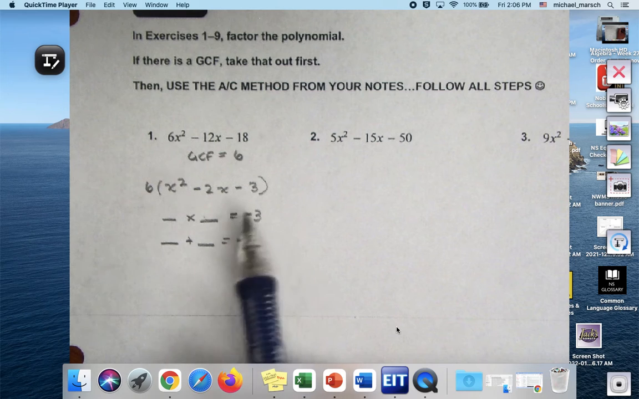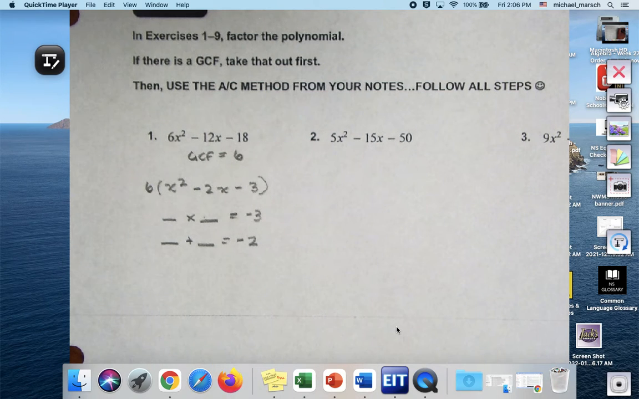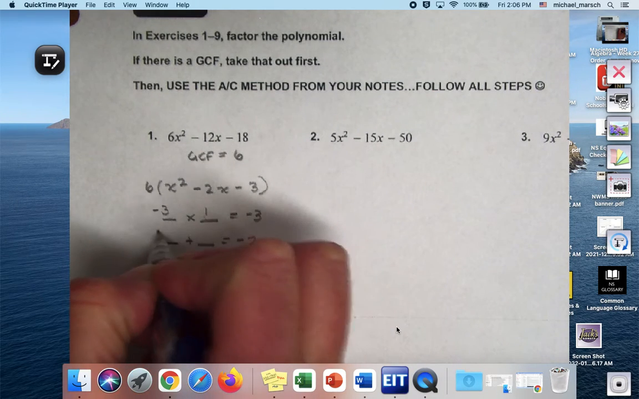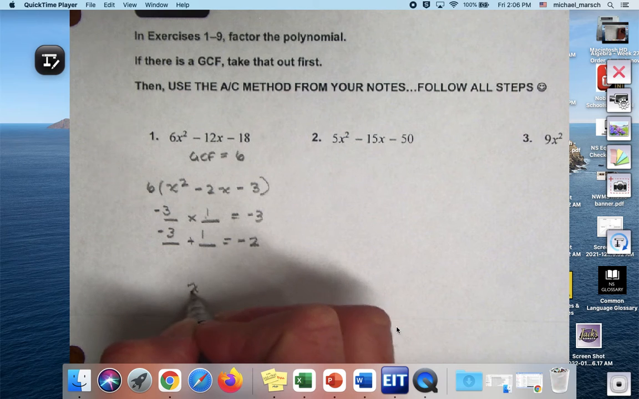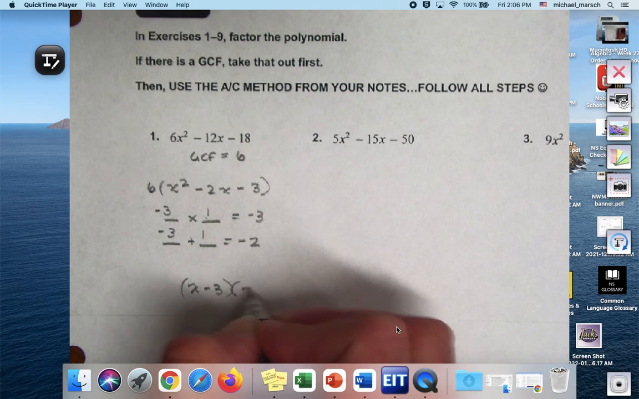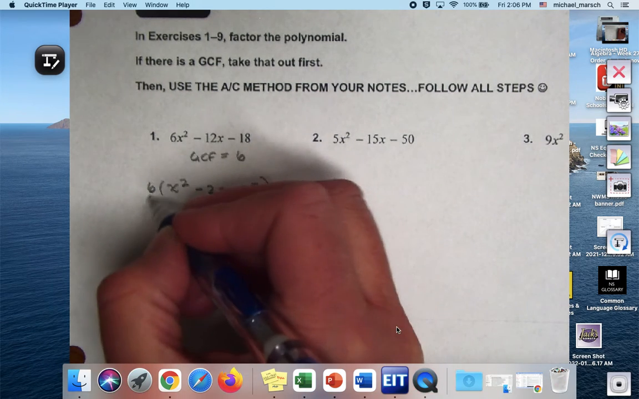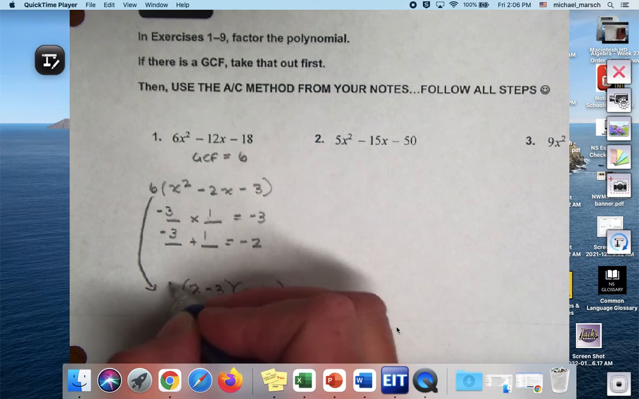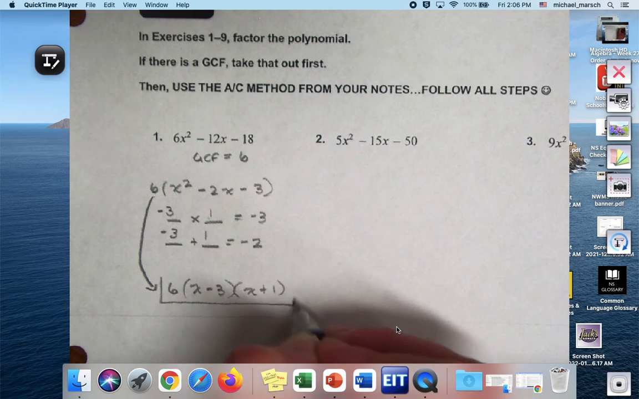So this is what you guys did the other day when you were cutting and pasting, right? So what two numbers? MJ? -3 and 1. Yep. So I have x minus 3 times x plus 1. Bring down the 6, and there's my answer.